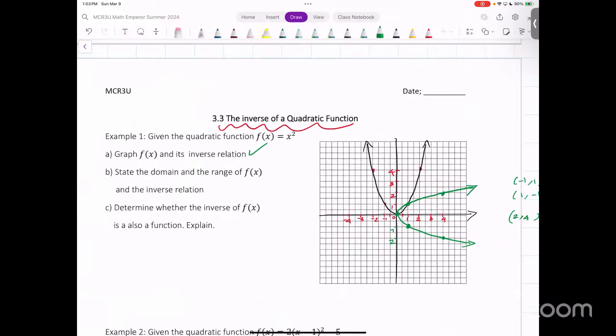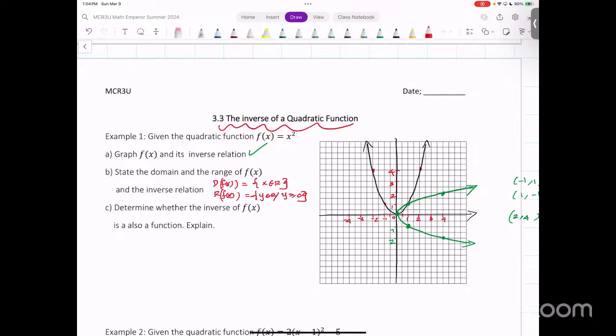I'm not really worried about the domain and range of f of x, but let's write the domain of f of x: x belongs to real. Range of f of x is y belongs to real, where y is greater than or equal to 0, isn't it? But let's see what's happening to the inverse.